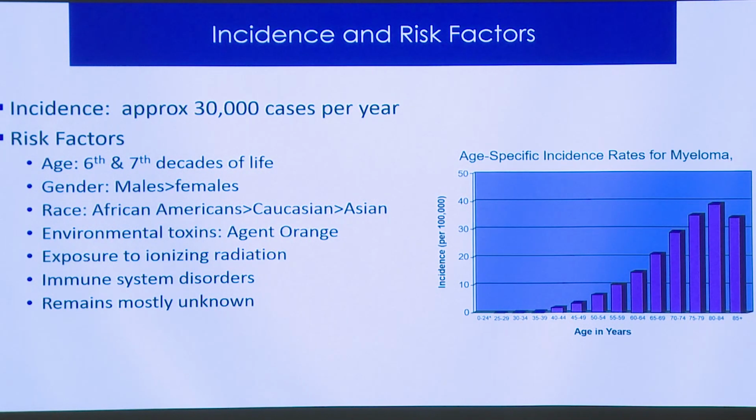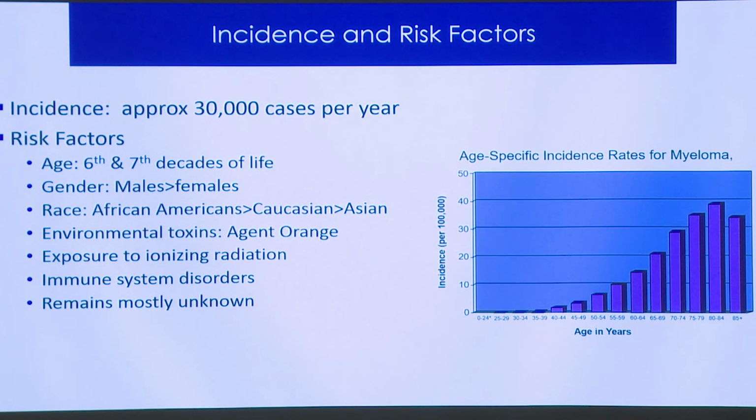Its incidence is approximately 30,000 patients a year, which compared to other cancers, lung, breast, it's really not a lot. It's probably around 1% of all cancers, but it's the second most common hematologic cancer, and again the most common bone marrow cancer. It's more prevalent in patients of the age 60 and up, though we do see also an increasing incidence in younger patients. We've seen that it's more common in males compared to females, and it's more common in African Americans compared to other ethnicities, and we don't really know why.